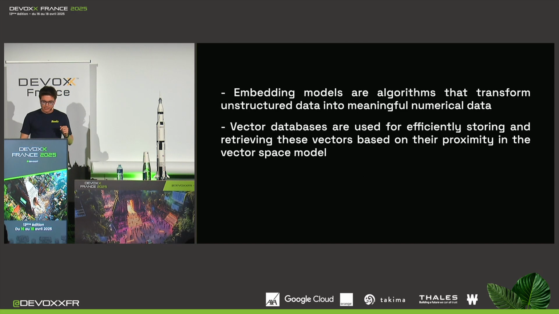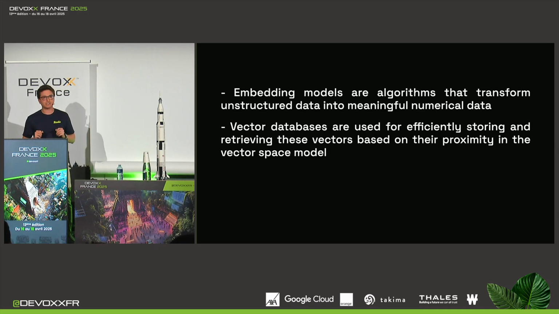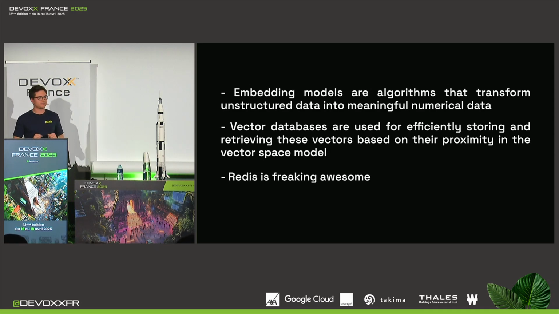All right? So let's recap what we've seen so far one more time. Basically, we saw that embedding models are algorithms that transform unstructured data into meaningful numerical data. In other words, vectors. And vector databases are used for efficiently storing and retrieving these vectors based on their proximity in the vector space model. And something else, we also saw that Redis is freaking awesome, right? As I'm going to show later on as well.